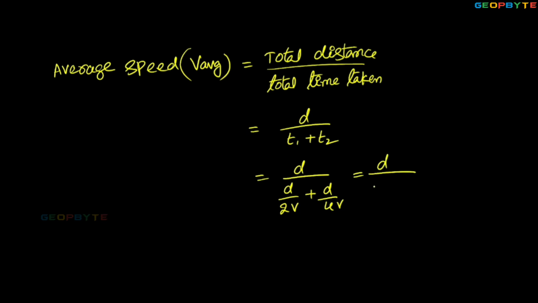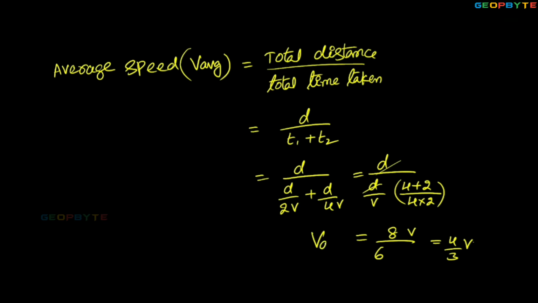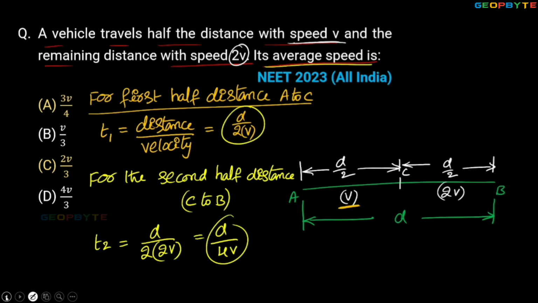Let us write the d by v outside. It is (4 plus 2) divided by (4 into 2). d cancelled. Finally, it is 8 by 6, and this v goes up, equal to 4 by 3 times v. That is the average speed of the body, 4 by 3v. Look at the options. Look at option D. Option D is absolutely correct.